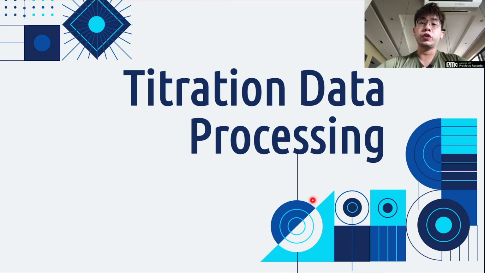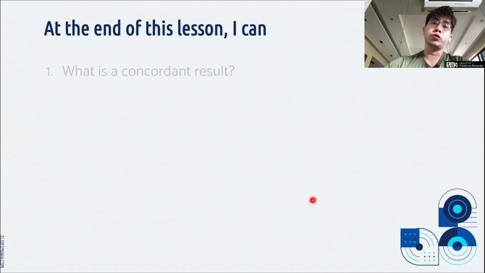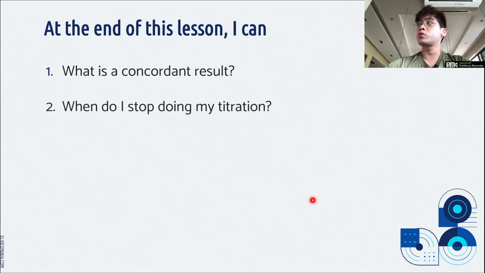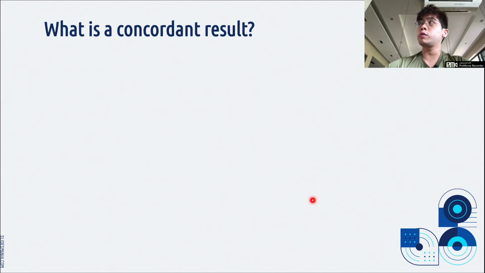Hi everyone, in this video we'll be going through how to process data in the titration experiment. At the end of the lesson you should know what a concordant result is, when you should stop doing your accurate titrations, and how to process your titration results. Firstly, we must understand what the word concordant means.